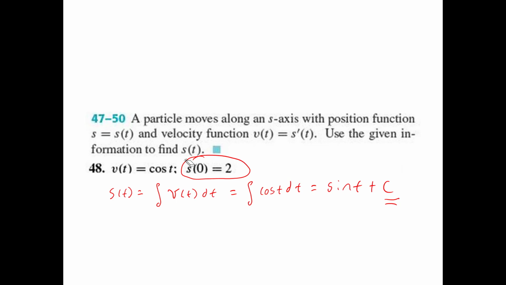If we put in 0, we want to get out 2. So we get 2 is my output, 0 is my input. And you can see then that c has to equal 2 because the sine of 0 is 0. So c has to equal 2. And then that means that your position function is the sine of t plus 2.